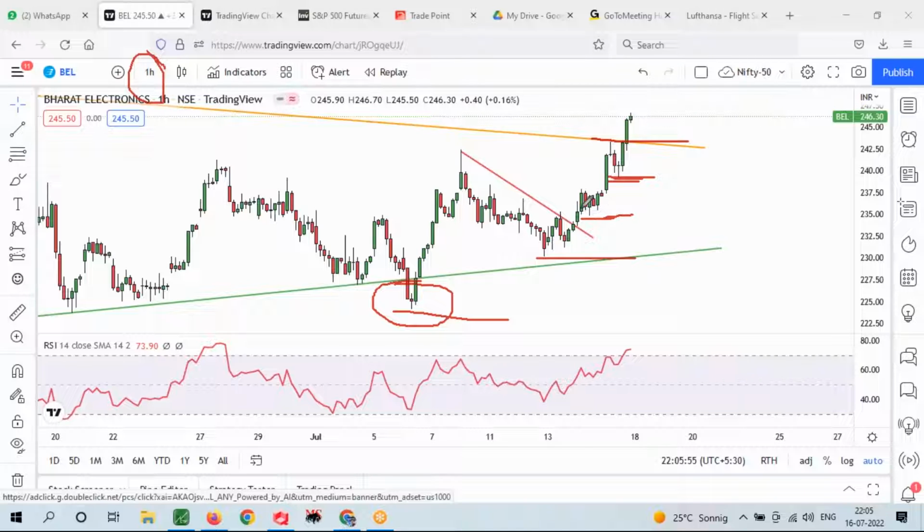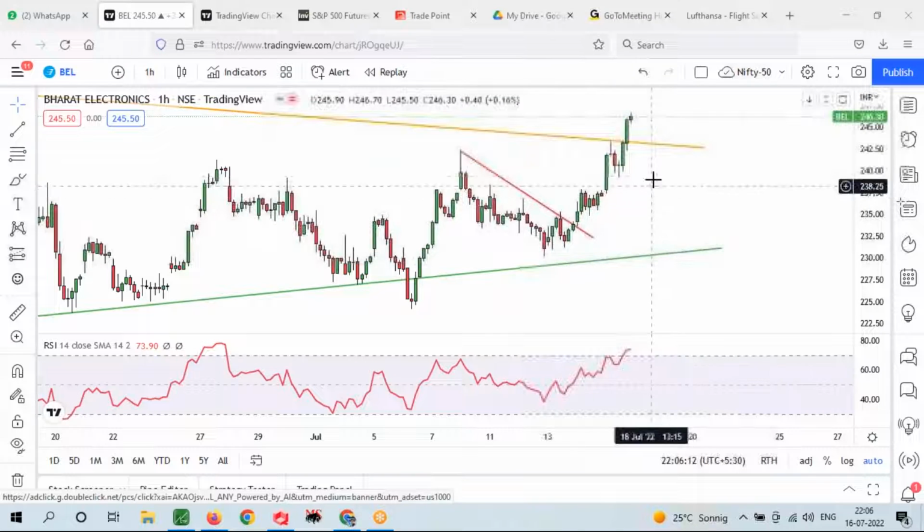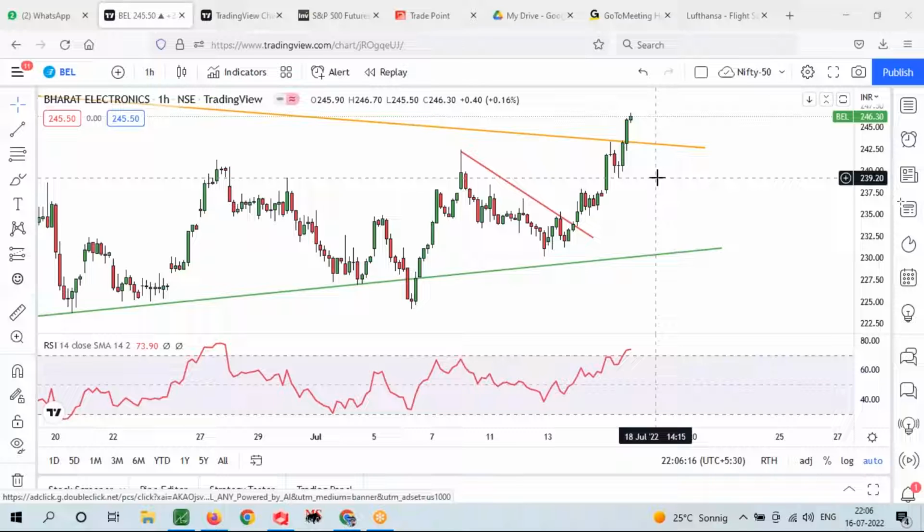If not, assume that you bought here. High, then low, high, low, high. So once this high is crossed, shift the stop loss here. Once this high is crossed, shift the stop loss here. Now, even if you are long at 236, you can keep the stop loss at 239. You can still come out 2-3 rupees in profit.